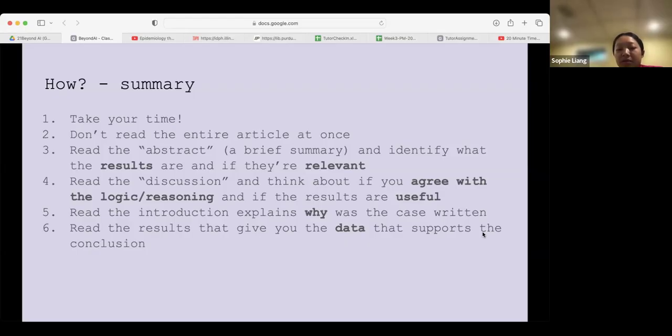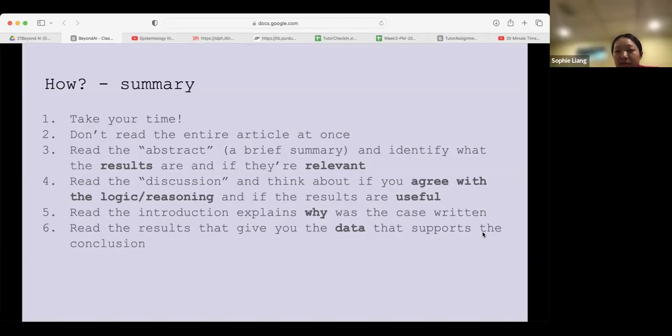So first you should read the abstract, which is a brief summary, and identify what the results are and if they're relevant or not. Next, you should read the discussion and think about if you agree with the logic and reasoning and if the results are useful. And then you read the introduction, which explains why the case was written. And then last step is read the results that give you the data that supports the conclusion.